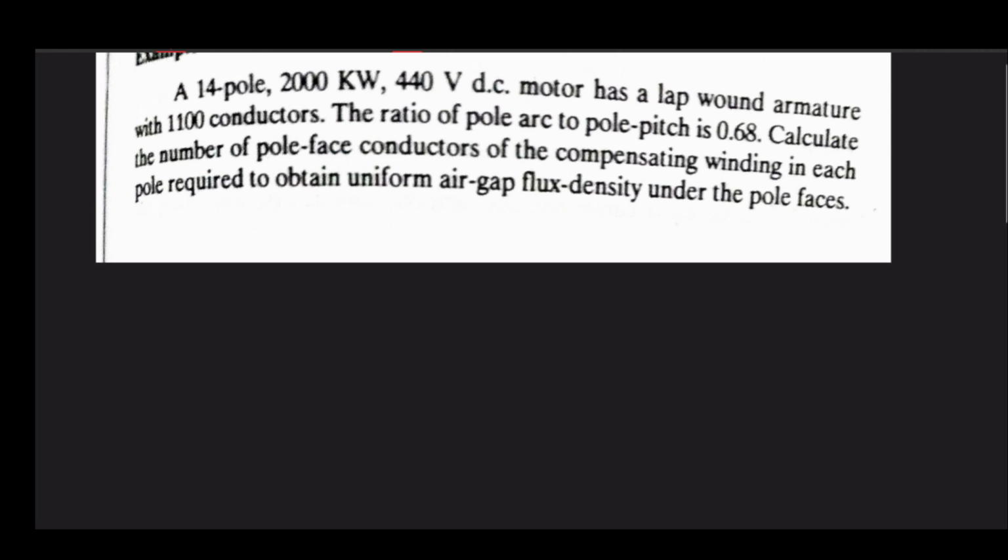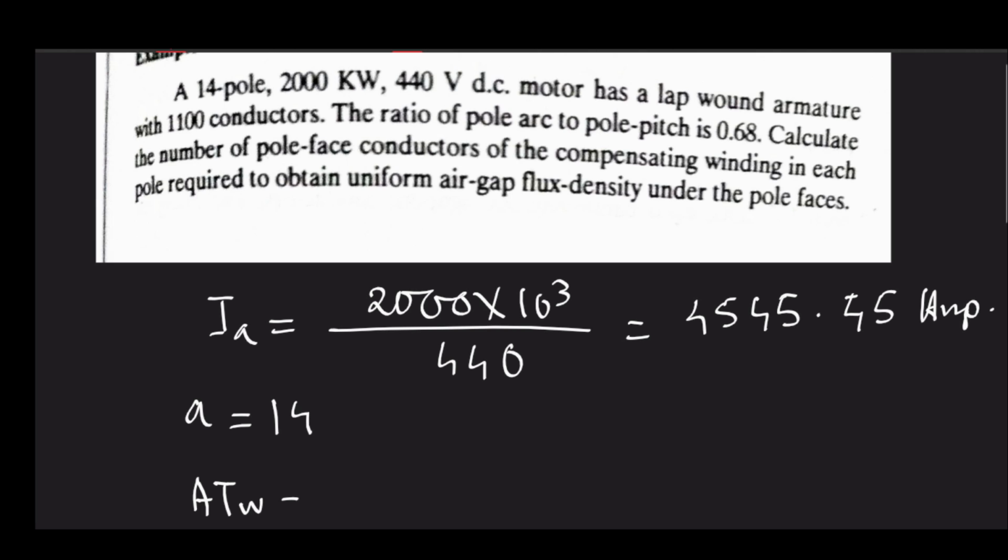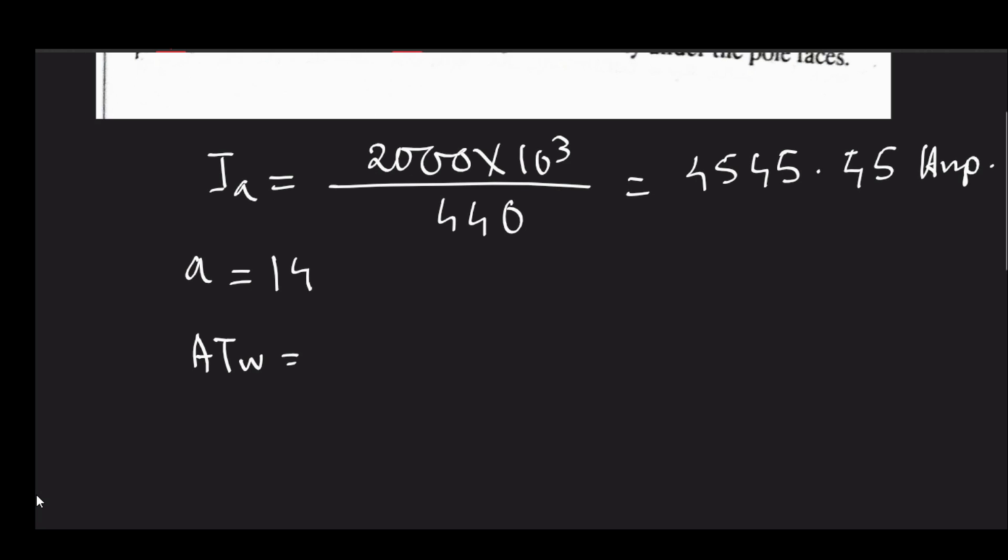So first of all you need to find out the current IA, that is 2000 into 10 to the power 3 by 440, which is 4545.45 ampere. Now number of parallel paths A is equal to 14. So how to do the compensating winding? It is pole arc by pole pitch.